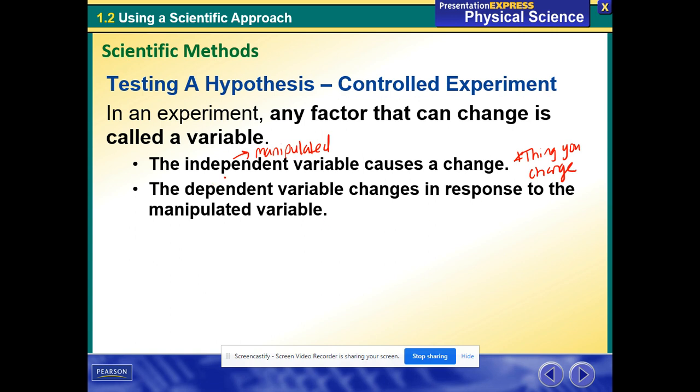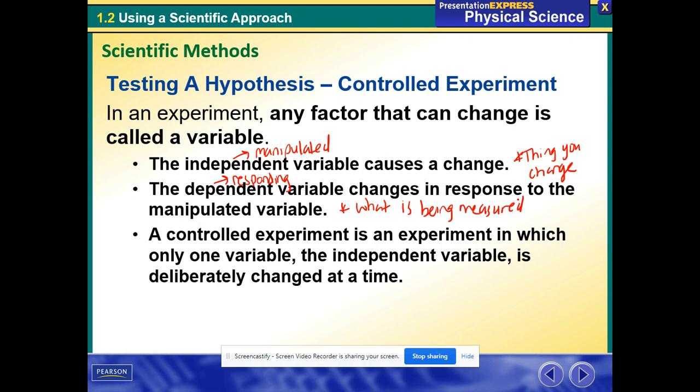The dependent variable is sometimes called the responding variable because this is the thing that changes because of the manipulated variable. Or in other words, usually this is the thing that you are measuring. What is being measured?